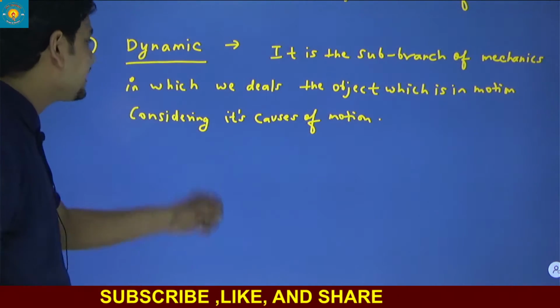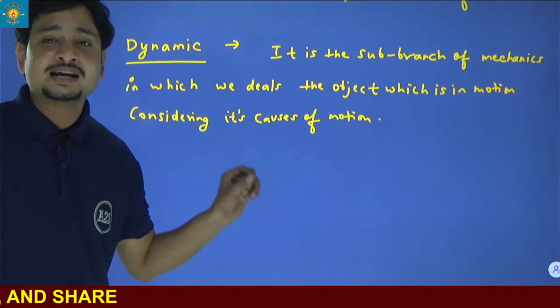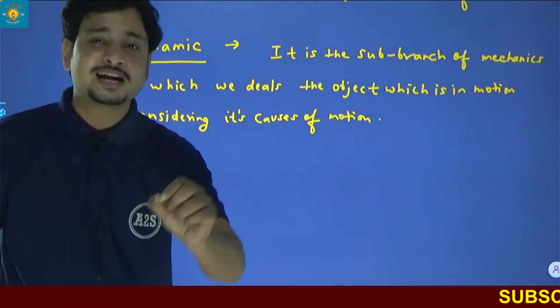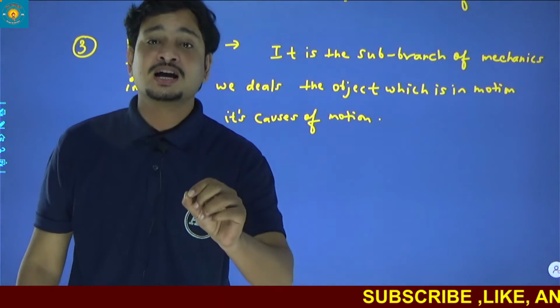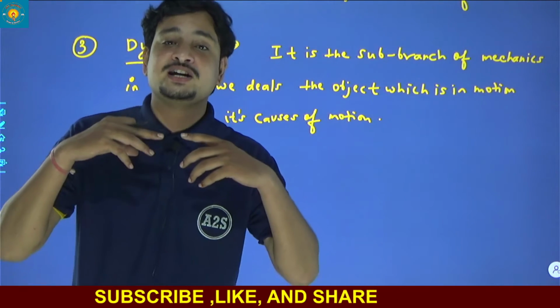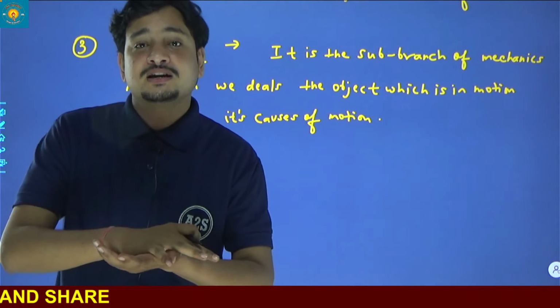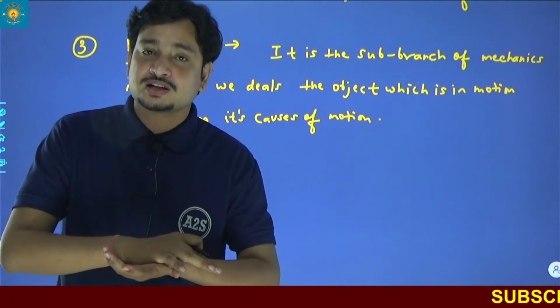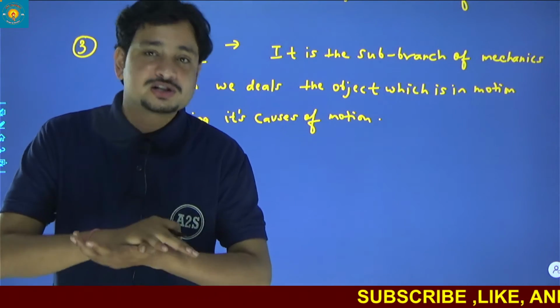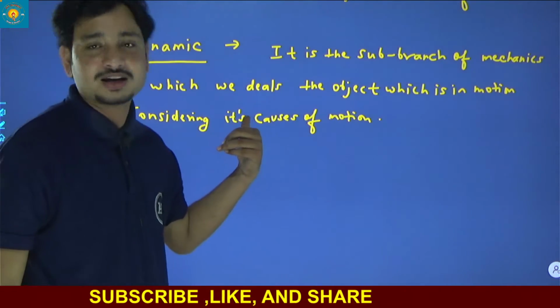And so here, what is dynamics? Dynamics is a sub branch of mechanics in which we deal with that type of object which is in motion, and we know the cause or reason of why that object is in motion. That type of state of motion, where we know why they are in motion, that type of object we are going to study in dynamics, which is a sub branch of mechanics.